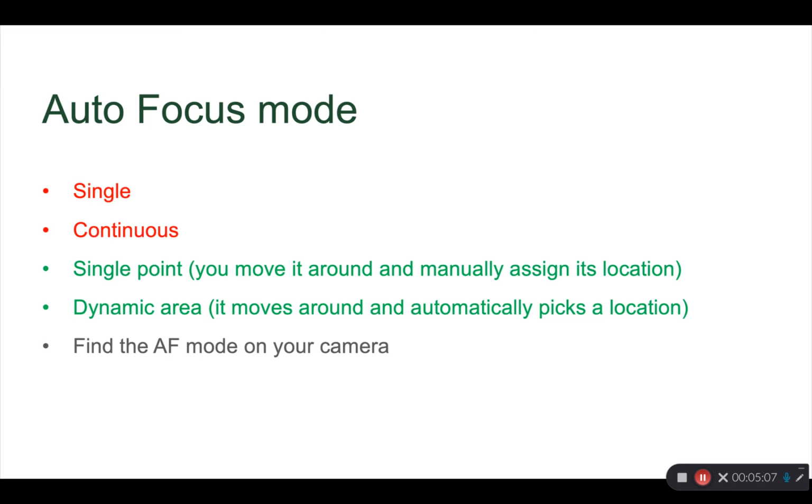And within either of those, you can either have single point autofocus, where you define where in the frame the camera is going to focus and manually assign its location, or you can have a dynamic area where the point that it's going to focus is going to move around and the camera will pick what it thinks is your subject. So you could have single autofocus with single point, or single autofocus with dynamic area, or continuous autofocus with single point, or continuous autofocus with a dynamic area. Kind of complicated. You're going to have to play around with this one and see what works for you. So take a minute and see if you can find the autofocus settings on your camera. They're kind of buried in the menus.